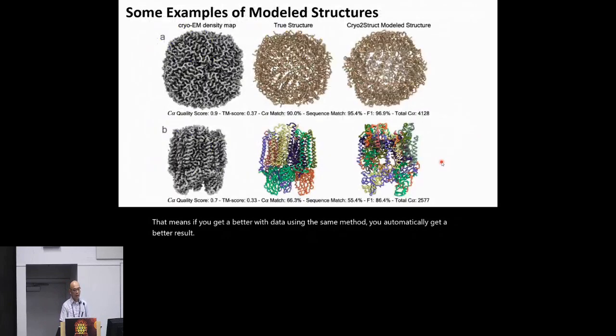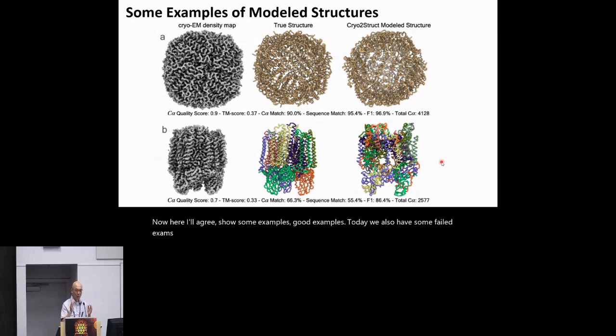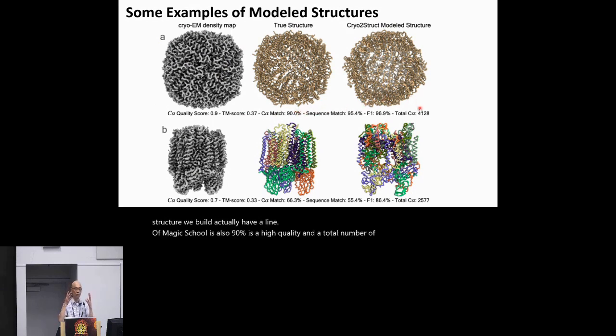Now here, I'd like to show some examples, good examples today. We also have some failed examples too, but I'm going to show you the good examples. So here you can see one cryo density map. This is a very big density map. So that's a density map. That's a true structure, the structure we built. Actually, you have quality score 0.9, and the C-alpha matching score is also 90%. It's a high quality. And the total number of residues we constructed is about 4,000 residues.